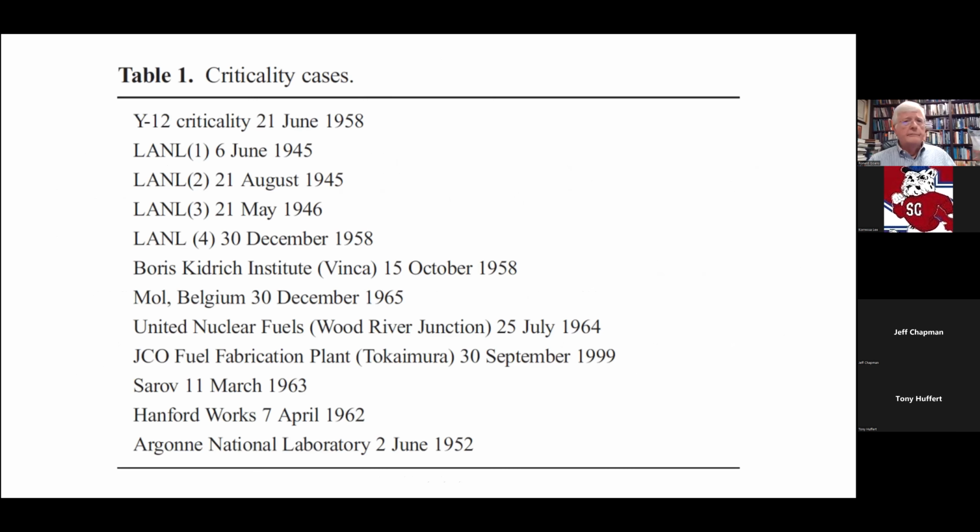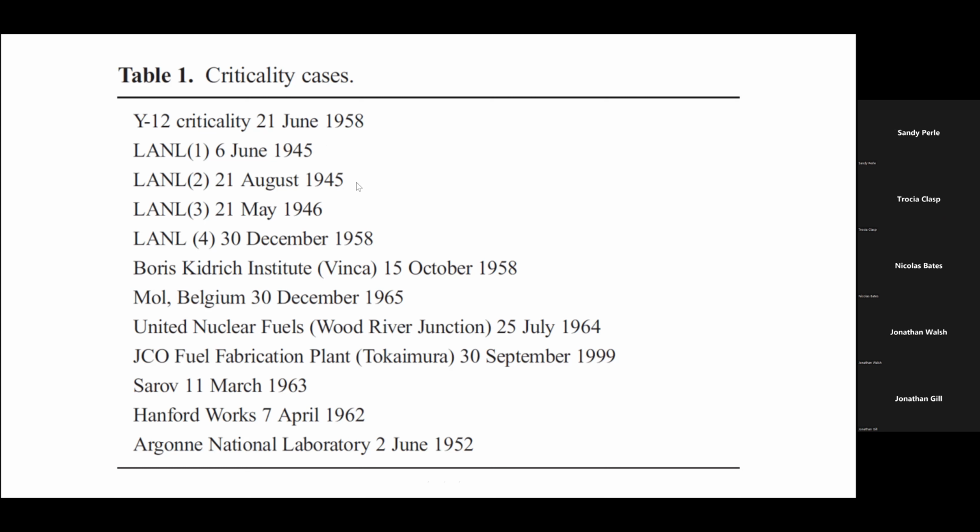So here are the criticality cases that we have looked at. We had data for, and a couple of these we'll talk about, the Y12 liquid criticality in June of 1958. Three at Los Alamos in 1945 and 48. In particular, Lanol 2 and Lanol 3. Lanol 2, and both of these involved the plutonium sphere that I'm sure you've seen.